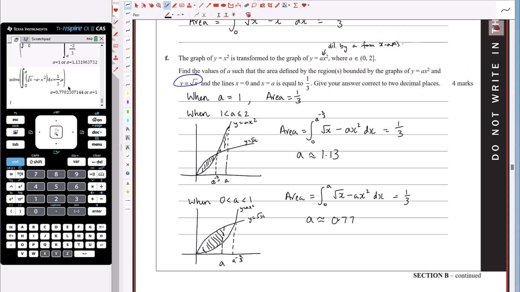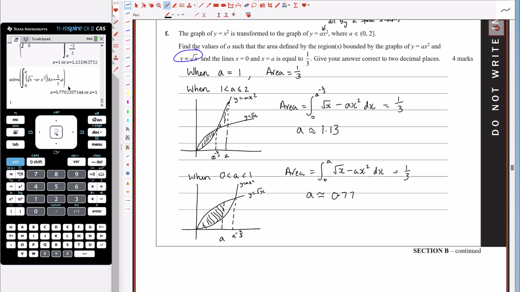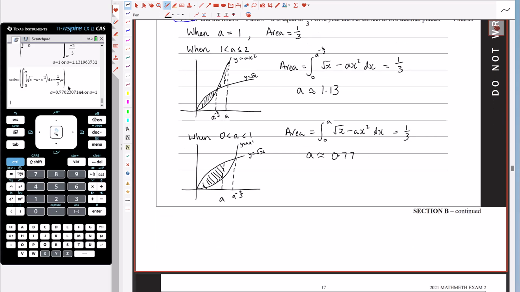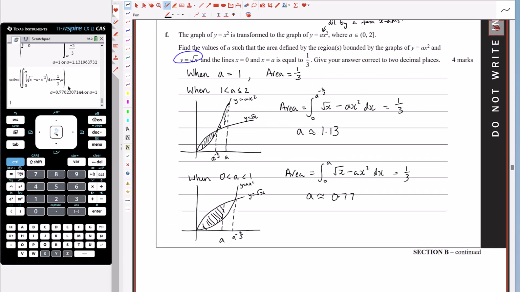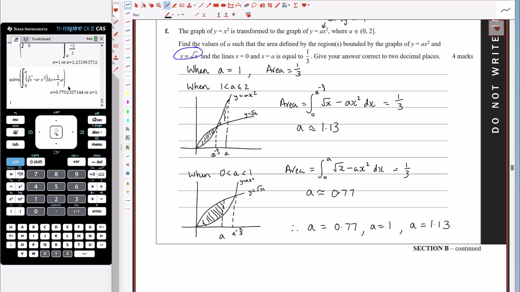Okay, so there are 3 possibilities. The one when a equals 1, the one when a is equal to 1.13, so it's bigger than 1, and the one when a is equal to 0.77, so it's smaller than 1. So let's just check we've answered the question. Find the values of a. Yep. So therefore we get a equals 0.77, a equals 1, or a equals 1.13. That's our 3 possible solutions.